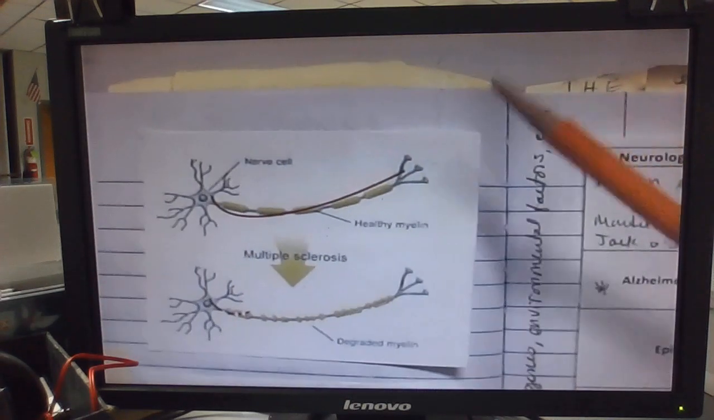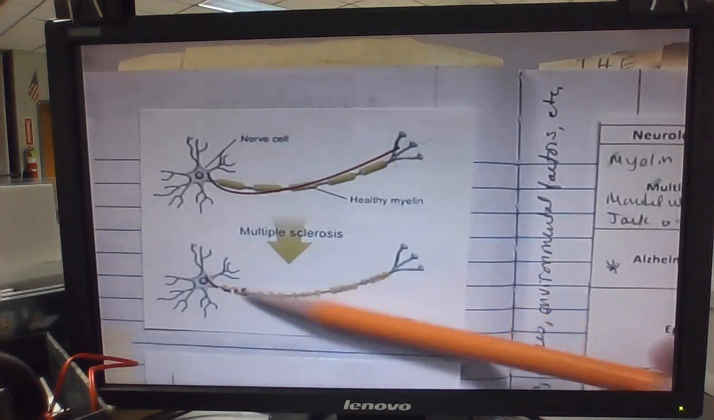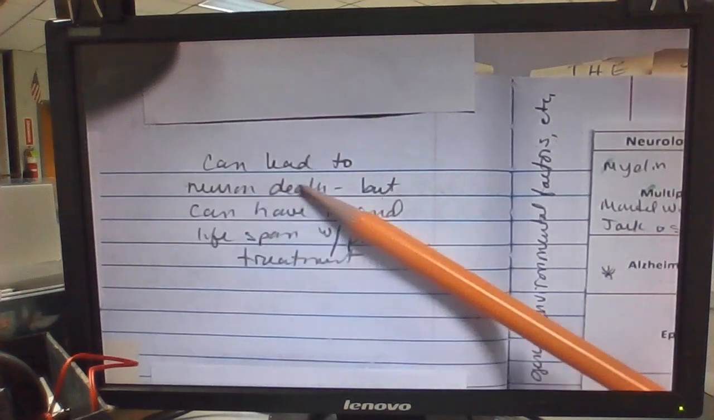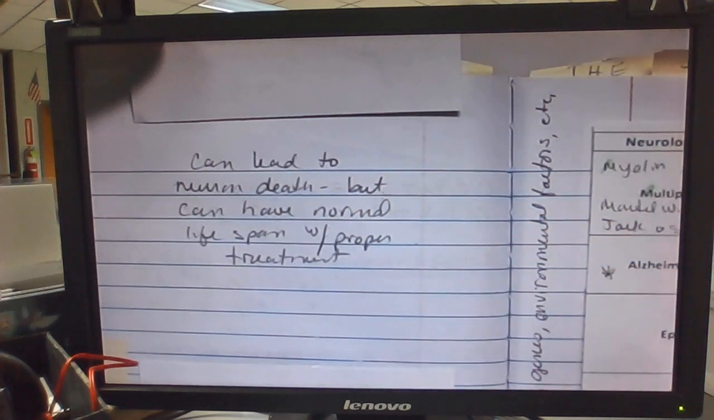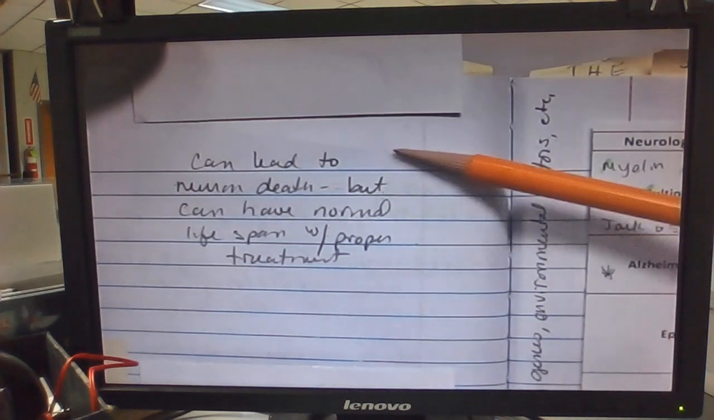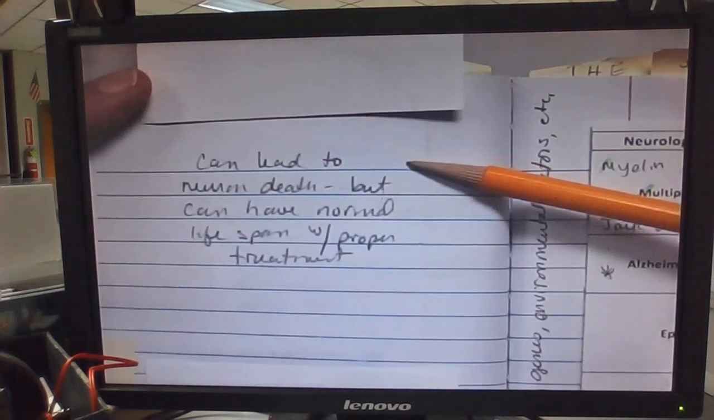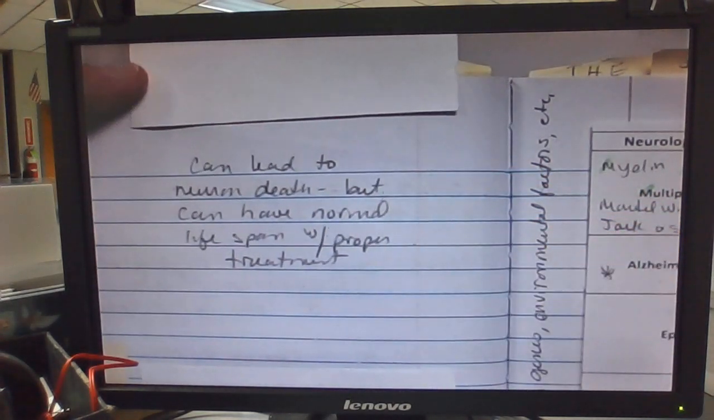All right, so this picture right here, we're showing multiple sclerosis. We're showing how that myelin sheath is degraded. This can lead to neuron death if that degradation goes on too much, but you usually have a normal lifespan with proper treatment.